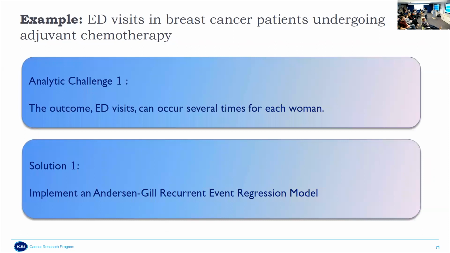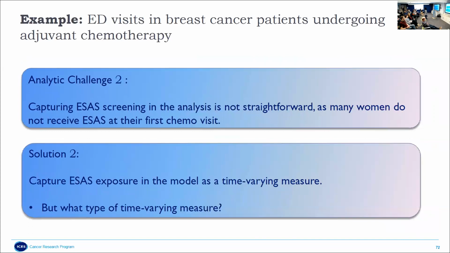So what do we do? All right, here's challenge one. The outcome is ED visits, and we need to be able to account for the fact that it's repeated over time. So what are we going to do for this? We're going to implement an Anderson-Gill recurrent event regression model, and that's the solution to challenge number one. That's what I'll call it.